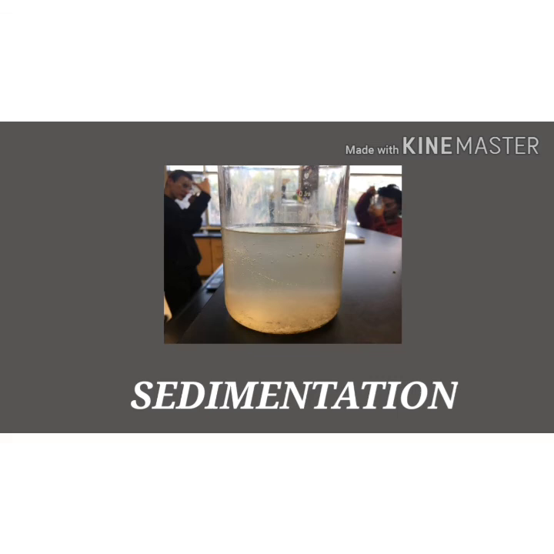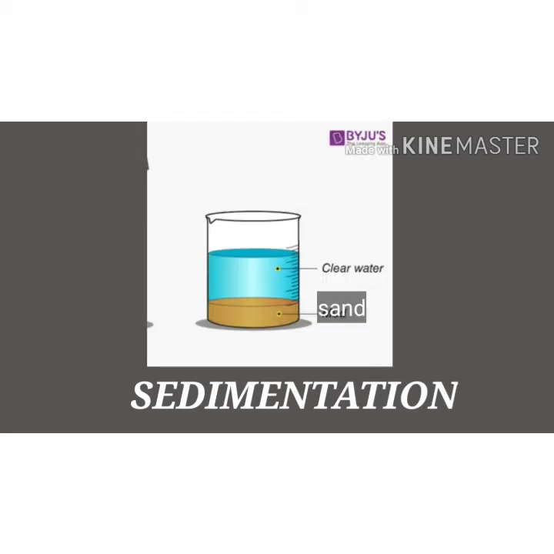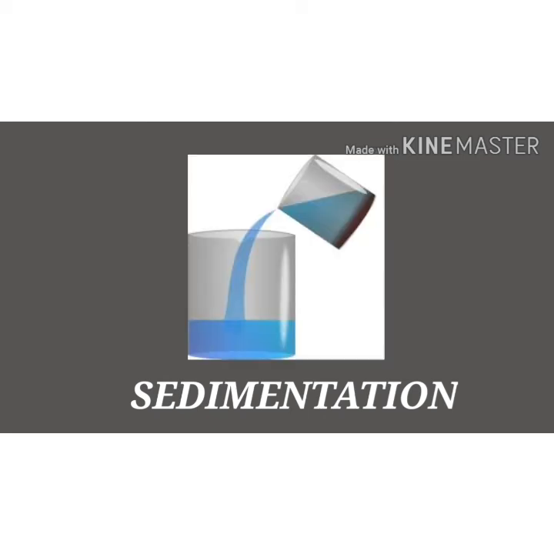Next process is sedimentation. Here is the mixture of sand and water. Take this mixture in a beaker and keep the beaker aside for a while. After some time, you can see the particles of sand settle down at the bottom of the flask, and the liquid is poured into another beaker, and the process of pouring liquid into another beaker is known as decantation. So, in this way, we can separate the mixture of sand and water through sedimentation and decantation.